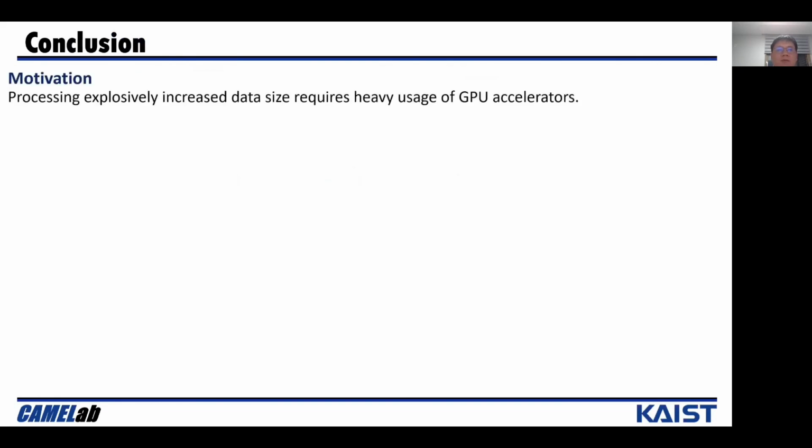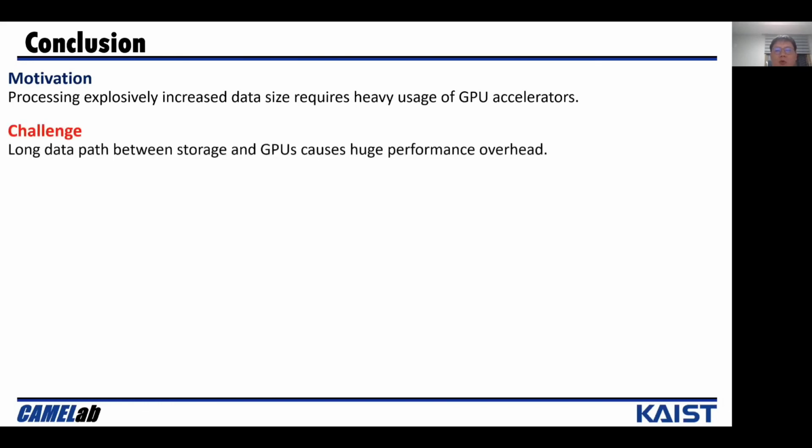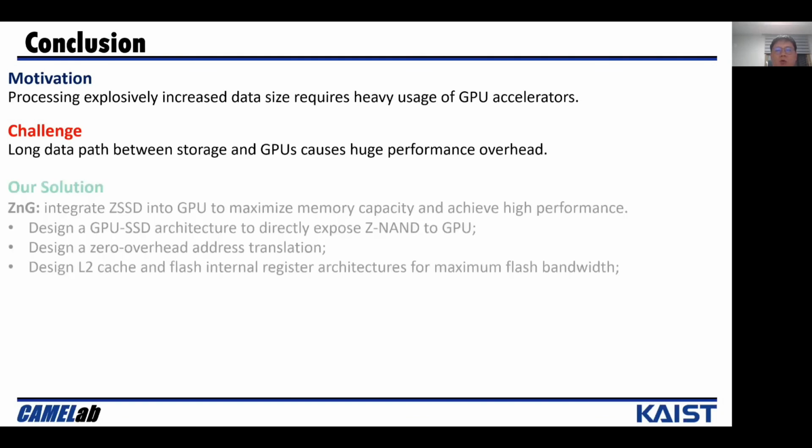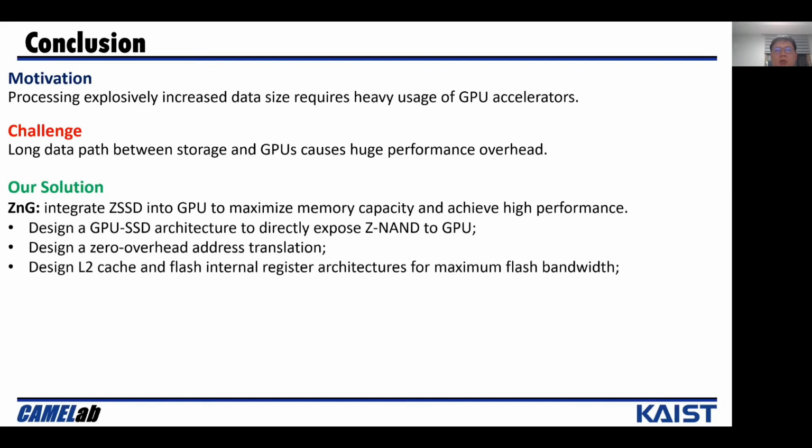Processing explosively increased data sizes requires heavy usage of GPU accelerators. However, the long data paths between the storage and the GPUs cause huge performance overheads. We propose ZnG. It integrates the SSD into the GPU to maximize the memory capacity and achieve high performance. Our evaluation results show that ZnG can improve the performance by 7.5 times compared to the prior work.